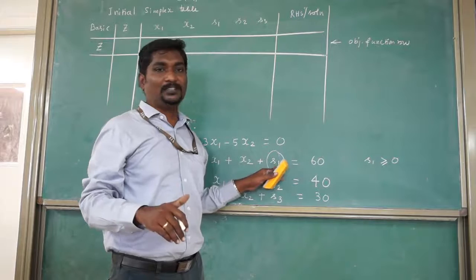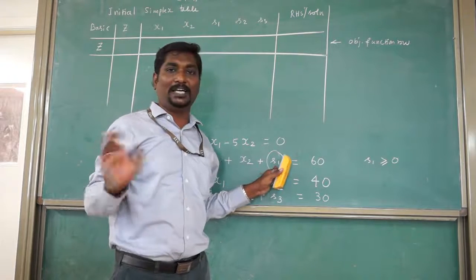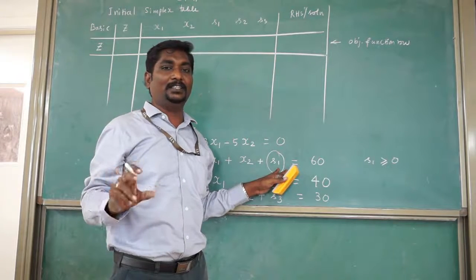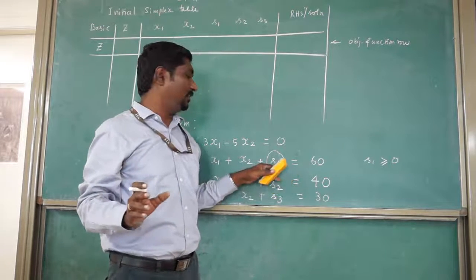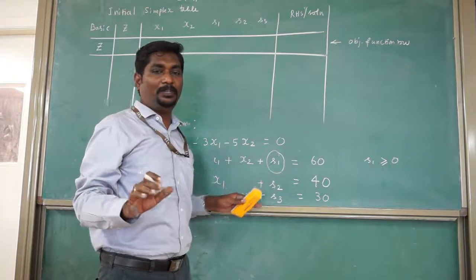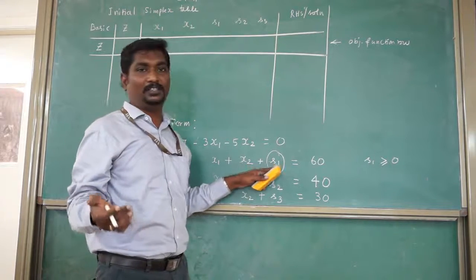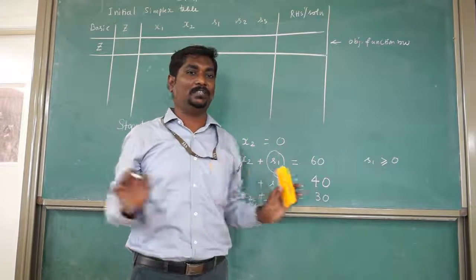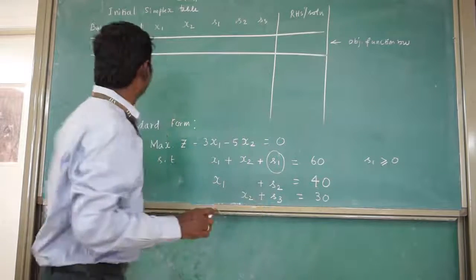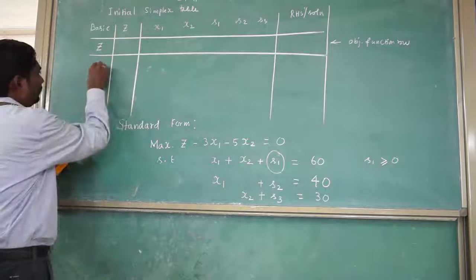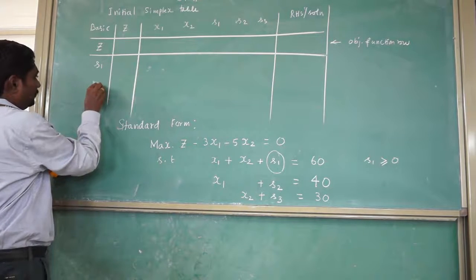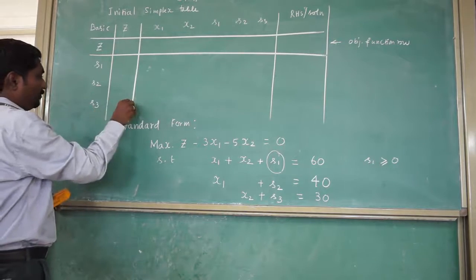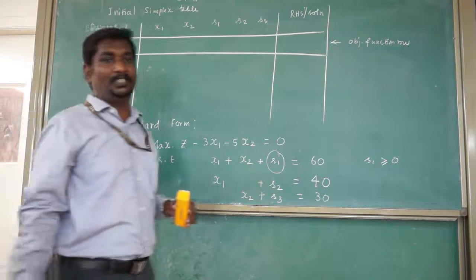In some cases you will have both a slack variable and an artificial variable. When you have both, we will consider the artificial variable. The discussion about artificial variables we will have when we discuss the two-phase method. Right now, in this regular simplex method, we are not dealing with artificial variables. We will have only slack variables. So we will write the slack variables in the basic column for every constraint equation. We have three constraint equations, so I am expressing the slack variables in the basic column.